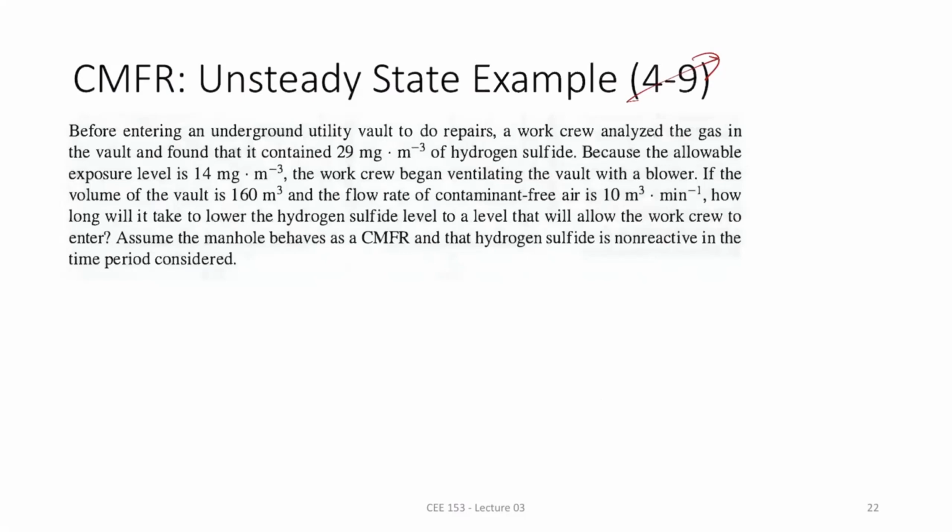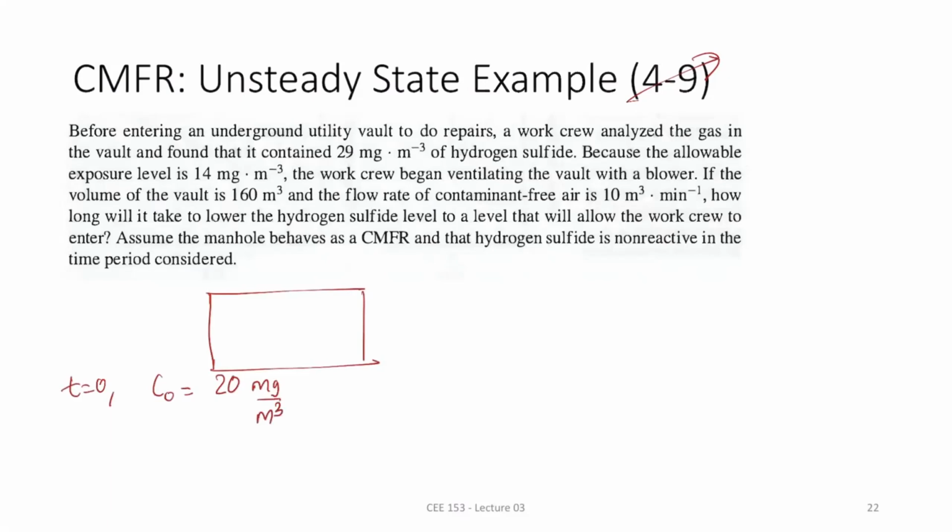Before entering the underground utility vault to do repairs, a work crew analyzed the gas in the vault and found that it contains 29 milligram per meter cube of hydrogen sulfide. So there is an underground utility. Imagine a room, that's a reactor. When the utility crew goes in, they find that a contaminant exists. So that's the initial time. At time t equal to 0, the initial concentration C0 was 20 milligram per meter cube. That's all it means.